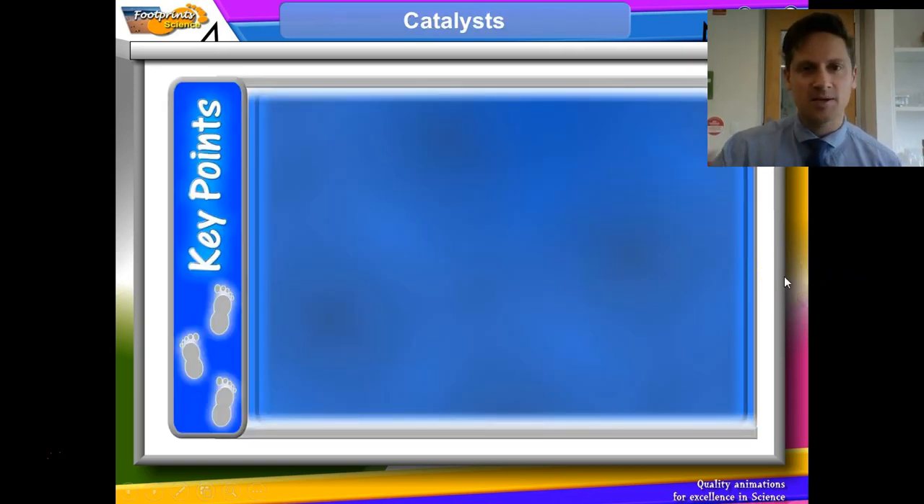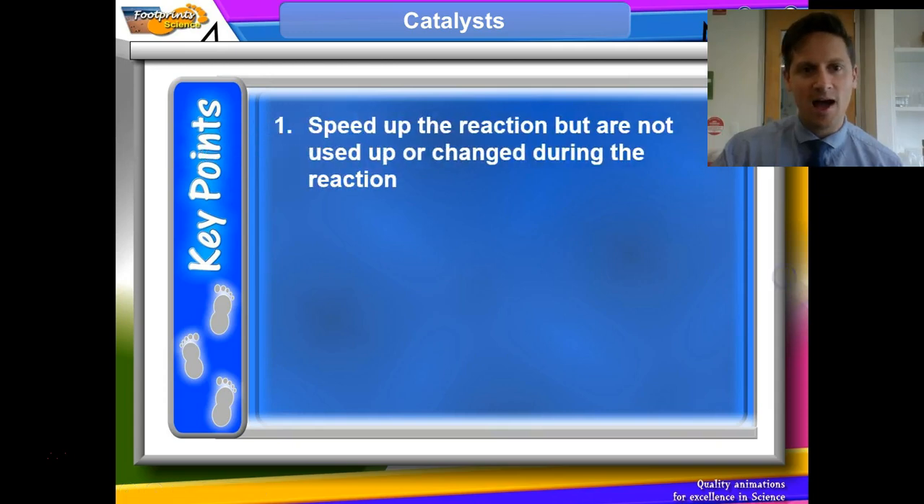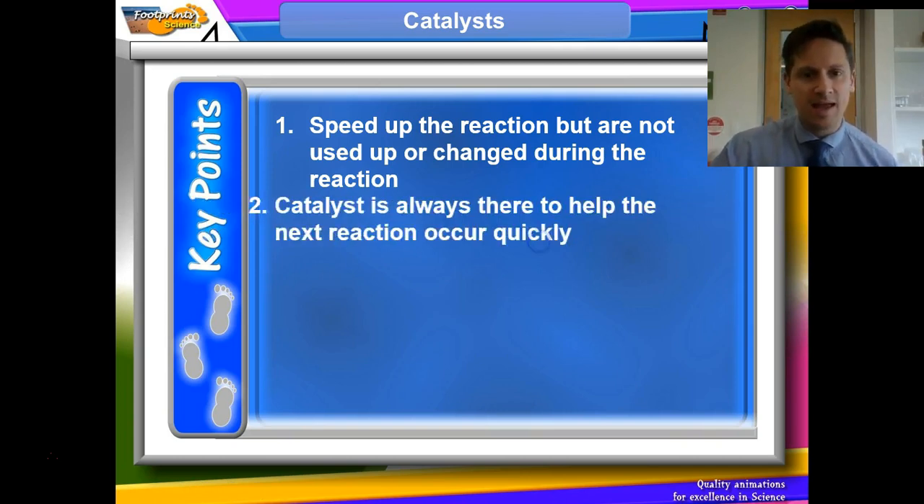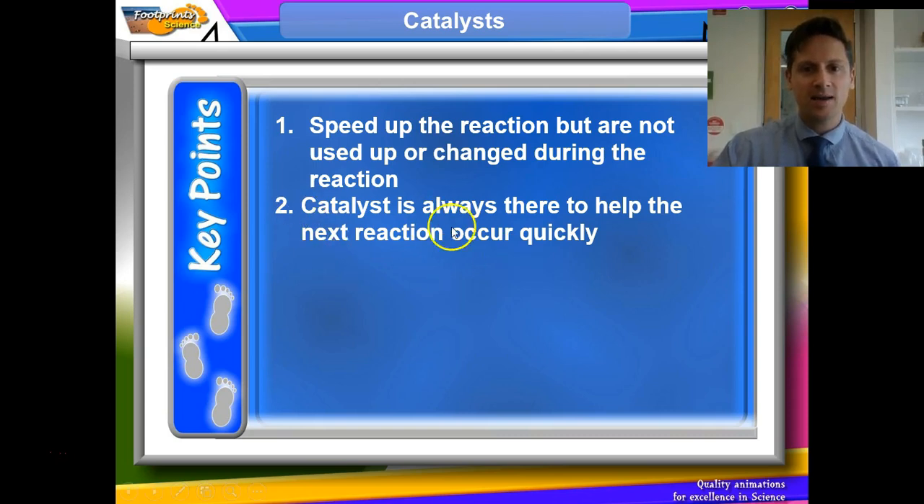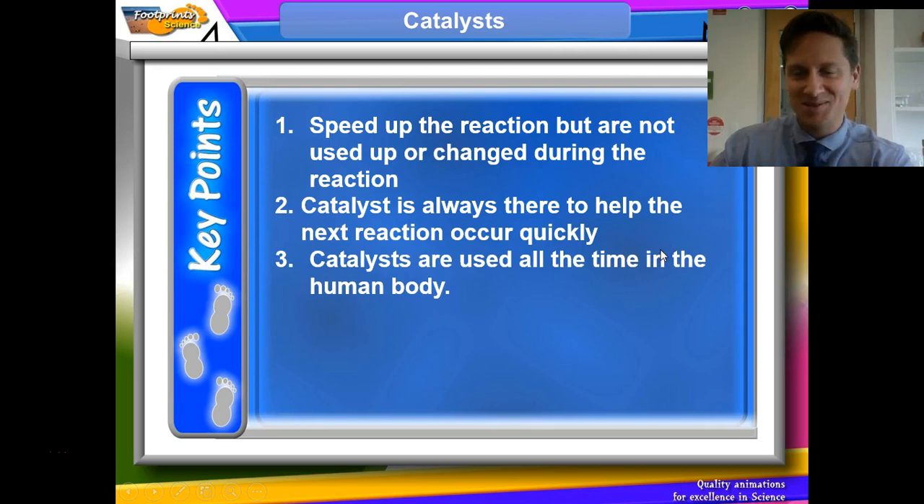The last thing I want to focus on is catalysts, what they are. Catalysts are something that you can add to a reaction that's speeded up, but they're not used, so they're really handy. You can use them again and again and again. The catalyst is always there, okay? Kind of like your stuffed teddy bear or something like that, that you can always kind of rely on. They're there to help the next reaction occur quickly. I don't know why I talk about teddy bears.